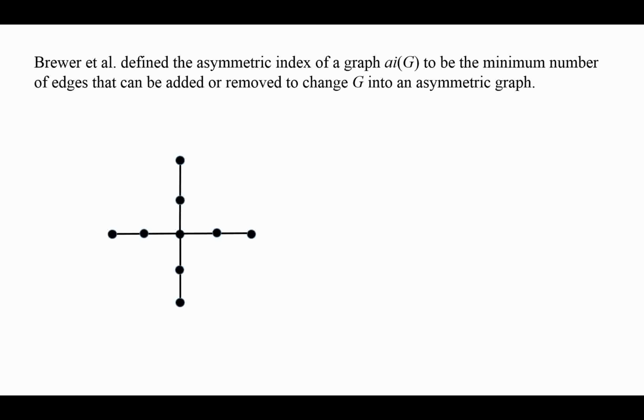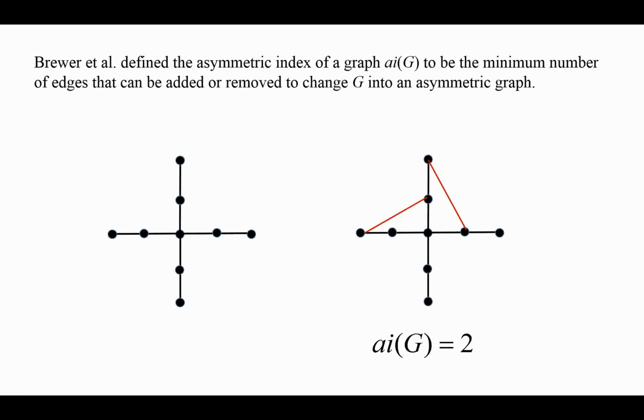Now, undergraduate REU students and I, a couple of years ago, defined what we called the asymmetric index of a graph. That means we start with a graph that is non-asymmetric, and then we add or remove edges, and we end up with a graph that is asymmetric. So here's our graph. I've added in 2 edges, and now the resulting graph is asymmetric. So we say this graph has an asymmetric index of 2.